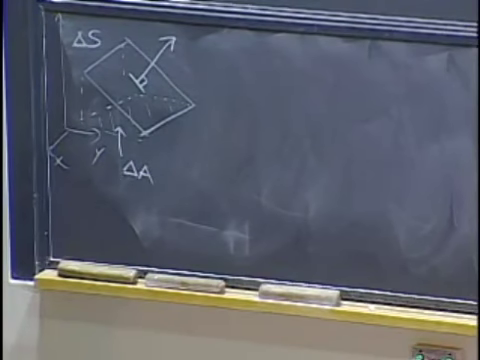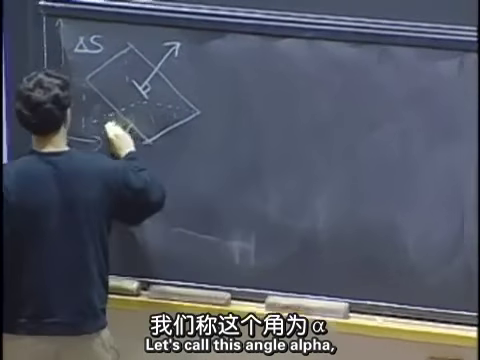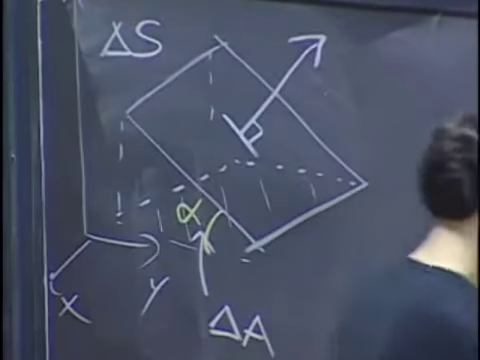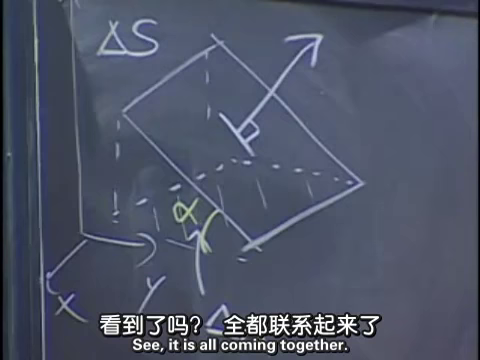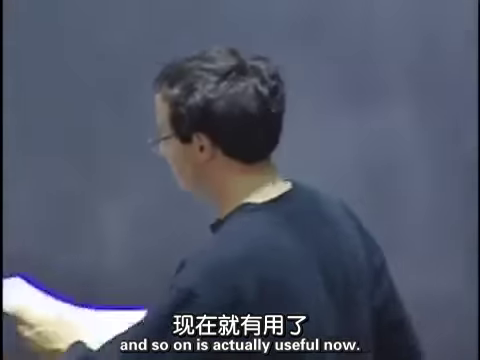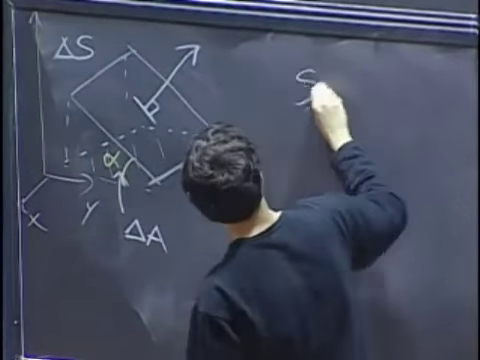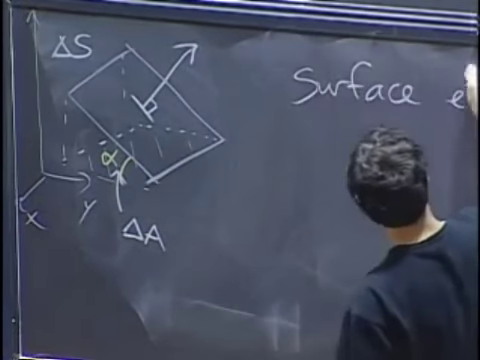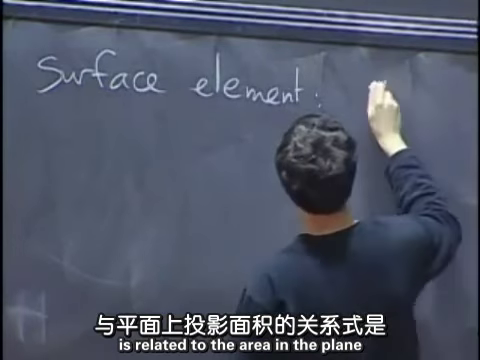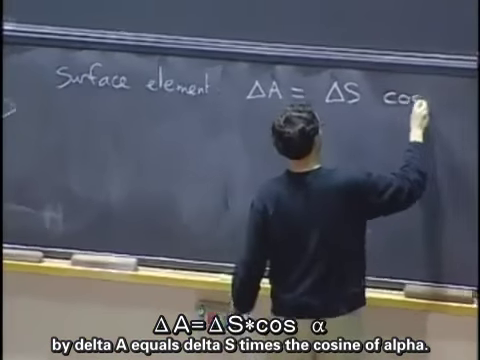Okay, so let's call this angle alpha, the angle that our plane makes with the horizontal direction. See, it's all coming together now. The first unit about cross products, normal vectors, and so on is actually useful now. So I claim that the surface element is related to the area in the plane by delta A equals delta S times the cosine of alpha.